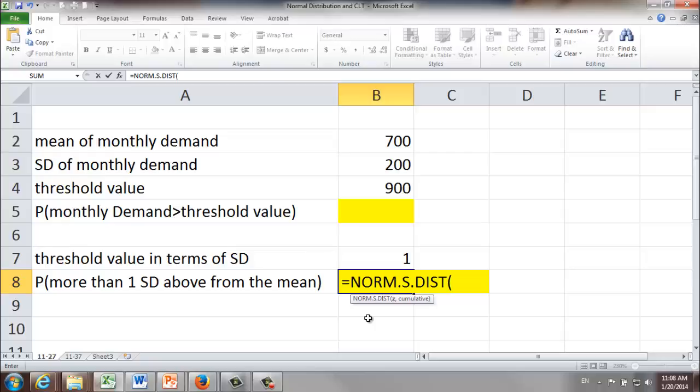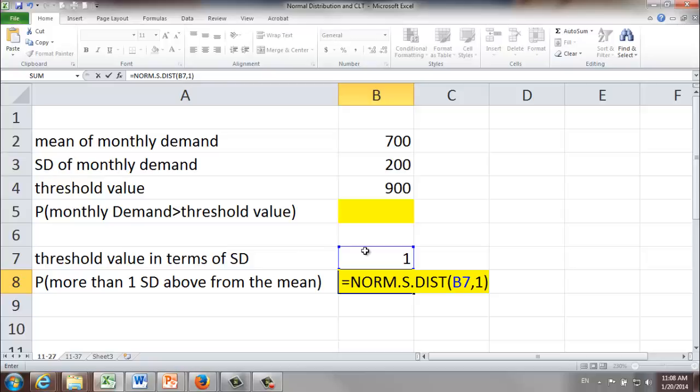In this case, you just need to tell Excel two elements. One is the number of standard deviations, which is the z-value, z-score. In our case, it's 1, obviously. And we're using a cumulative normal distribution, so it's going to be true, and 1 means true, 0 means false. If we click return, we're going to get the probability that we are 1 standard deviation below the mean, because this is how the normal distribution table is defined.